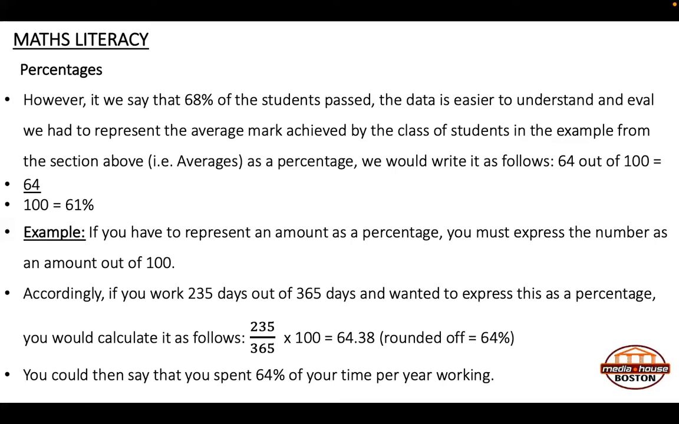So remember, if it's below 5, we keep the number that's there, which is 64. If it's above 5, it's going to be 65%. Okay, the last 2 digits. So you would then say that you spend 64% of your time working per year. Any questions?